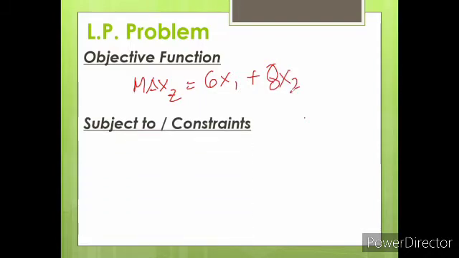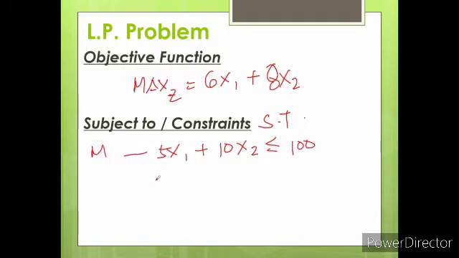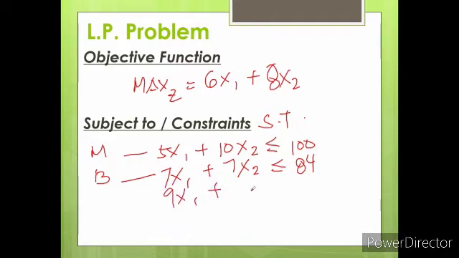So, ano yung ating objective function? So, our objective function is max z is equal to 6x sub 1 plus 8x sub 2. And yung ating constraints or subject to, so constraints number 1 muna tayo, yung ating mixing, 5x sub 1 plus 10x sub 2 less than or equal to 100. Ito yung 1 natin, constraints number 1 natin, ito yung mixing. Constraints number 2 natin is 7x sub 1 plus 7x sub 2 less than or equal to 84. Ito yung ating bottling. And last, 9x sub 1 plus 5x sub 2 less than or equal to 90.